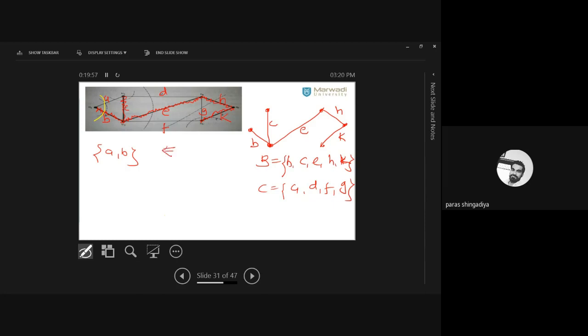So why is it a fundamental cut set? Because in this set there are only two edges, and one of the edges is a branch. So B is a branch there, and the rest of the edges should be chords. So this cut set is known as a fundamental cut set.